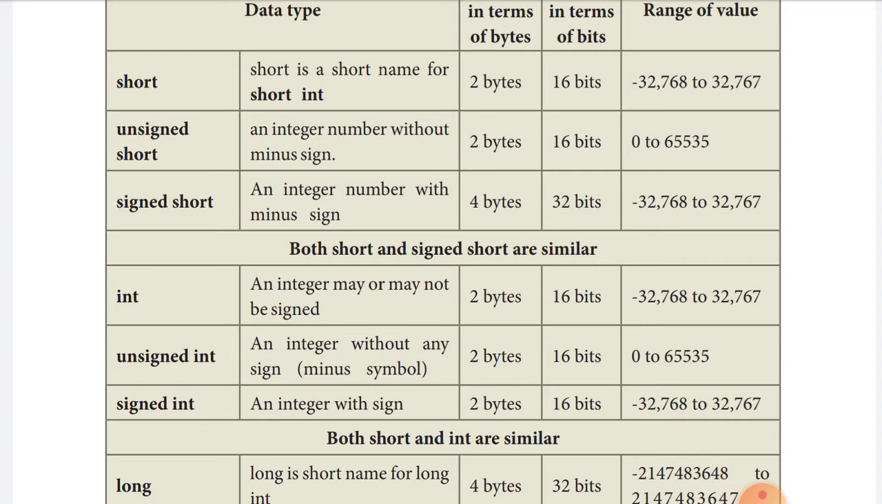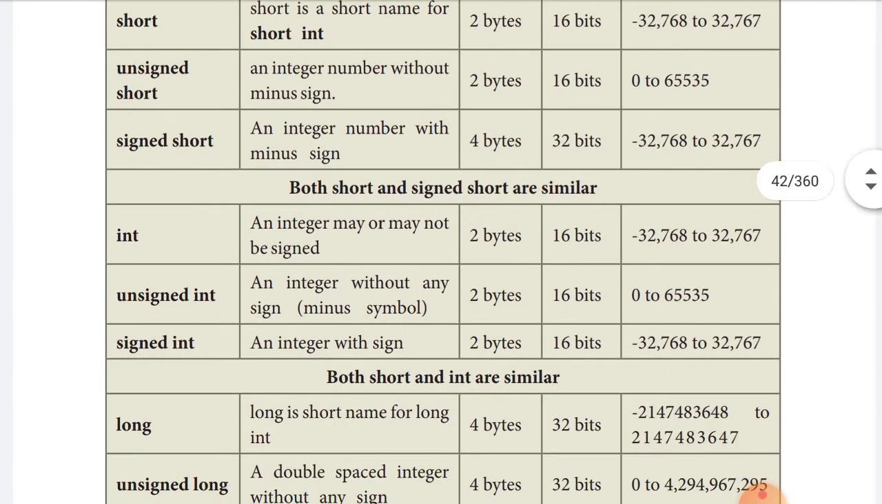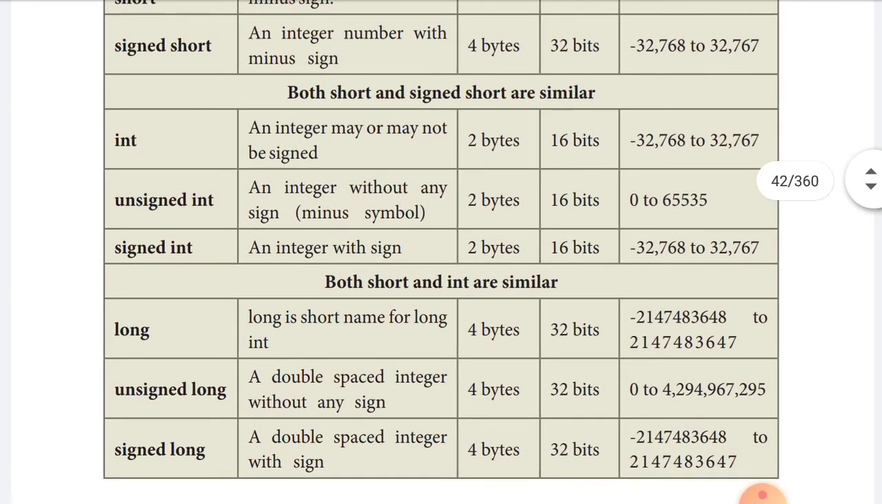Both short and signed short are similar. Here is the integer, and an integer may or may not be signed. It uses 2 bytes, 16 bits. Unsigned integer is without any sign, meaning without a minus sign: 2 bytes, 16 bits. And signed integer is an integer with a sign, meaning minus or plus: 2 bytes, 16 bits. Both short and integer are similar.